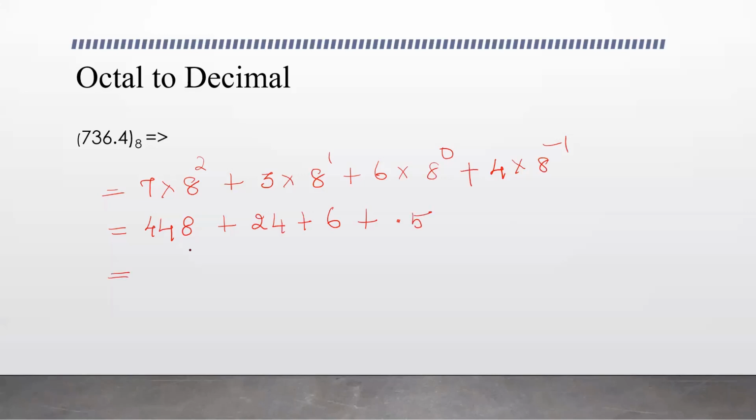Okay, so when you add up all these, you get 478.5. Okay, this is the decimal equivalent of octal 736.4.